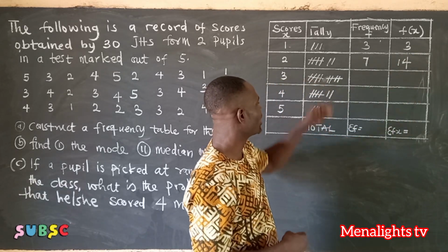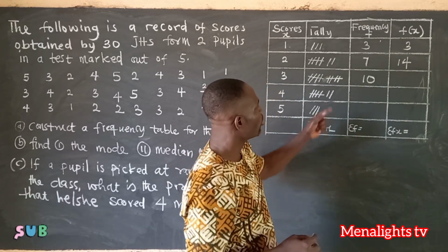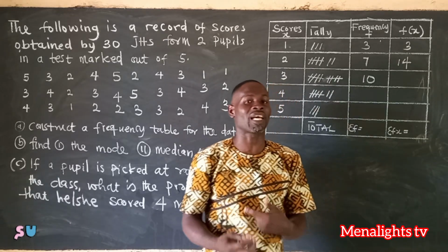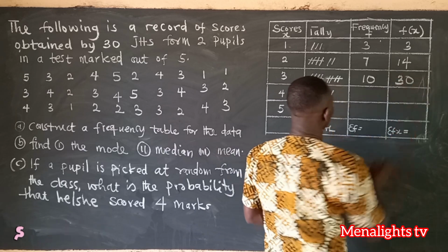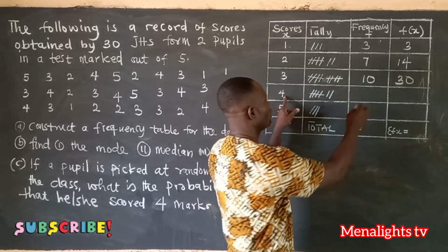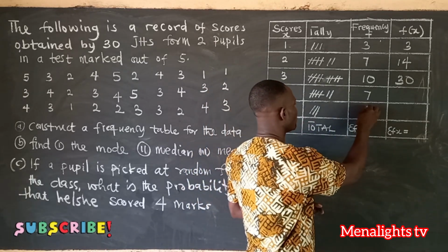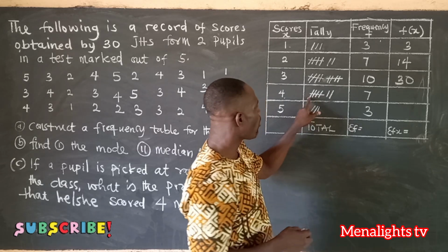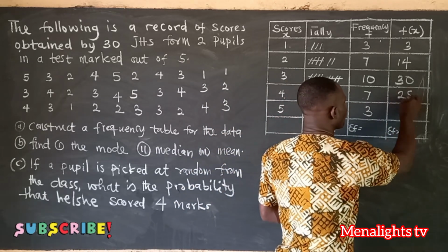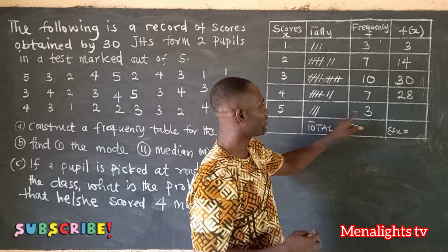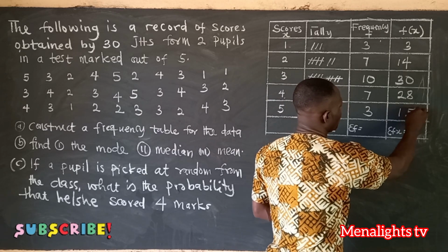Then when you come to score 3, the frequency is 10. So we have 10 there. So 3 times 10, or 3 plus 3 plus 3 ten times, will give us 30. So we have our 30 here as well. Then we come to score 4, which is 7, and then score 5, which is 3. So 4 times 7 will give us 28. We have the 28 there, and then 5 times 3 will give us 15.